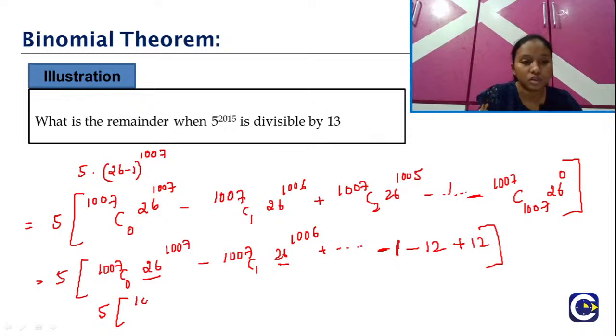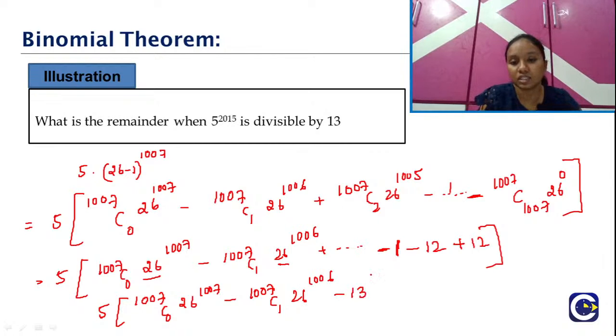That means 5 into 1007 C0 26 power 7 minus 1007 C1 26 power 1006. So minus 13 here, and this plus 12 I am just taking out, then it will be 12 into 5, it will be plus 60. So now from each of the terms here I could take 13 common. Then it will be 13k plus 60.